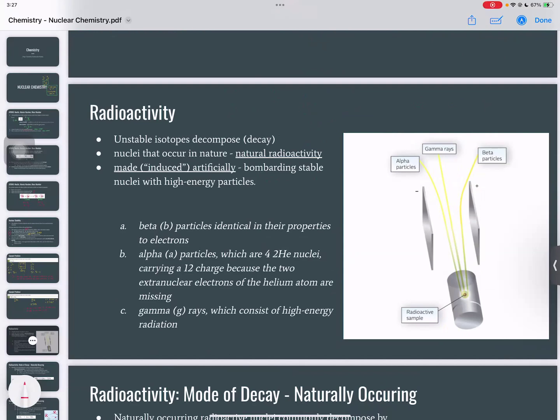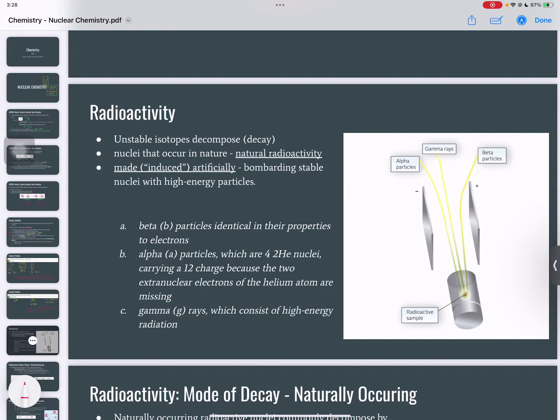So this process, when isotopes decompose or decay, is called radioactivity. There are a few nuclei that are naturally occurring in nature, and that accounts for natural radioactivity. Now, there are a lot more that are made or induced artificially. How did they do this? They bombarded stable nuclei with high energy particles.